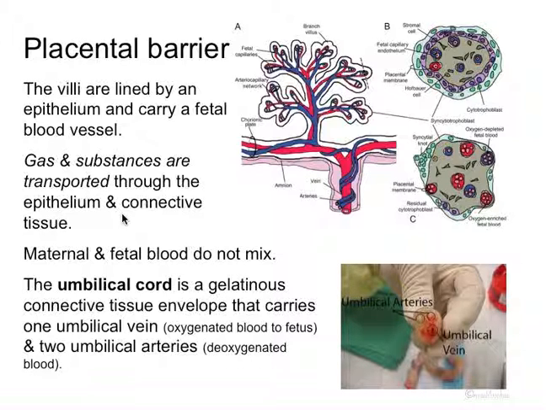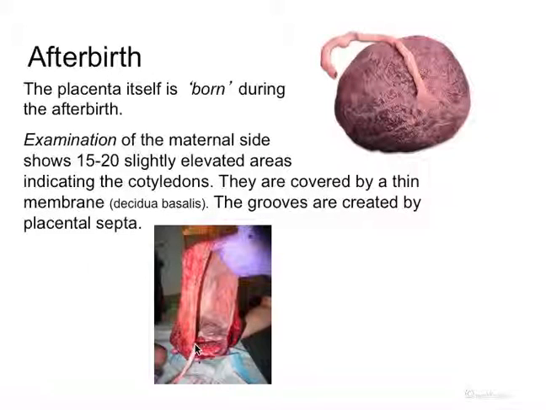And then the umbilical cord is a gelatinous connective tissue envelope that carries an umbilical vein, which brings oxygenated blood into the fetus, and two umbilical arteries, which bring deoxygenated blood away. Veins lead into, arteries away. In this respect here, we're talking about the fetus. Away from the fetus or to the fetus.